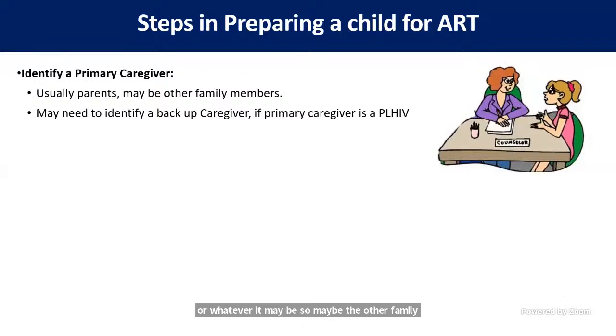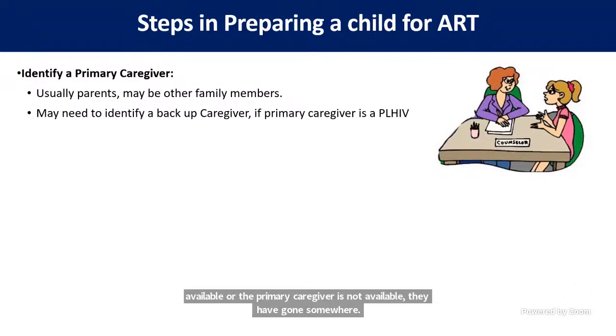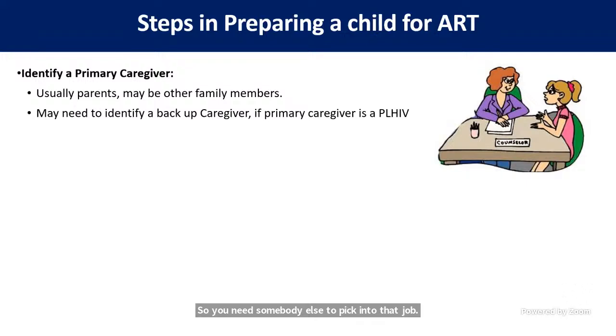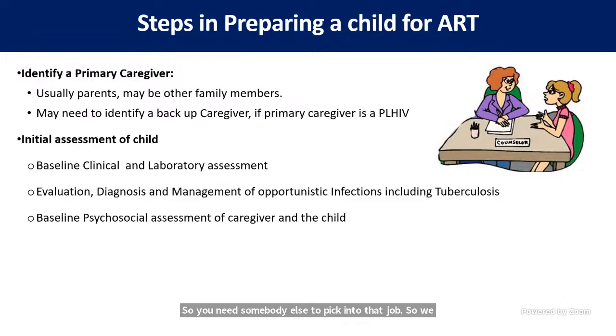So we need to identify the primary caregiver as well as a backup secondary caregiver. If the mother is the primary caregiver, probably the father will be the secondary or backup caregiver. If the mother is ill or not available, or the primary caregiver has gone somewhere, you need somebody else to pitch into that job. So we also need to identify a backup caregiver.